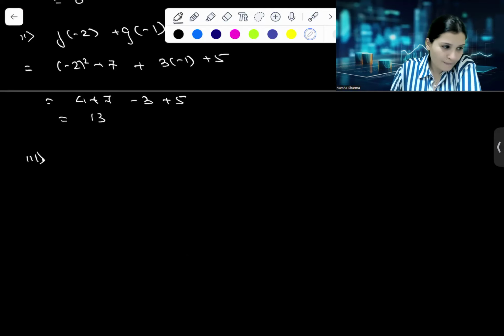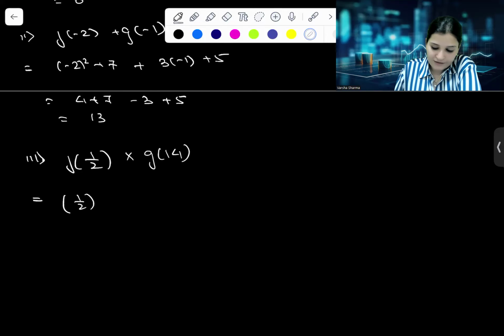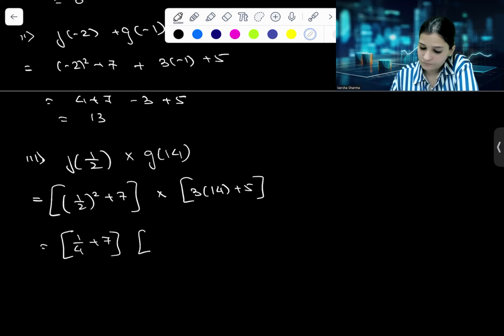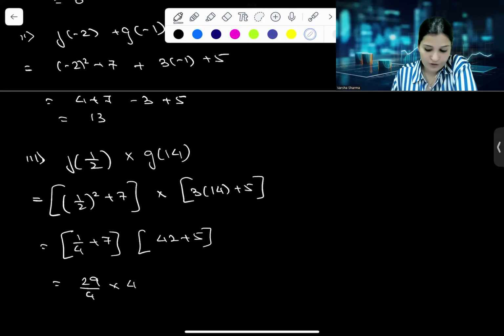Question number 3. f of half into g of 14. f of half is half square plus 7. g of 14 will be 3 into 14 plus 5. This is 1 by 4 plus 7, multiplied by 42 plus 5. 29 by 4 into 47. Answer 1363 upon 4.